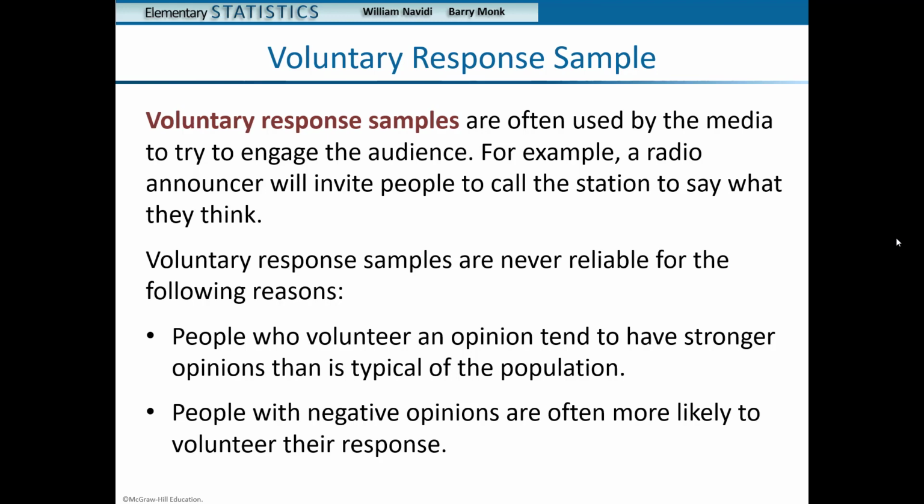And so that kind of a sample, while it might make for some interesting sound bites, or an interesting talk show to listen to, it's not reliable for getting an accurate portrayal of the population at large. So that is what you have to be careful with those.